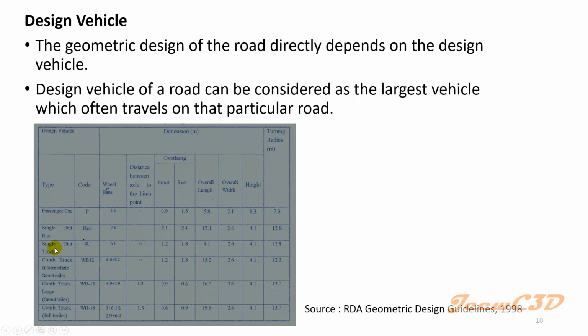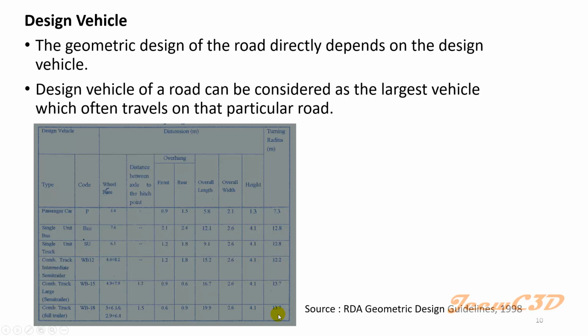So if this truck is very often running on a road, if this truck is the maximum length vehicle in that road, you have to design the road to cater to a single unit truck, or you have to assume that this truck is frequently going on that road. But if you are going to design the same road for this combo truck, which is rarely going on that road, let us say only once a year, you don't have to design a road for a combo truck which rarely runs on that road.